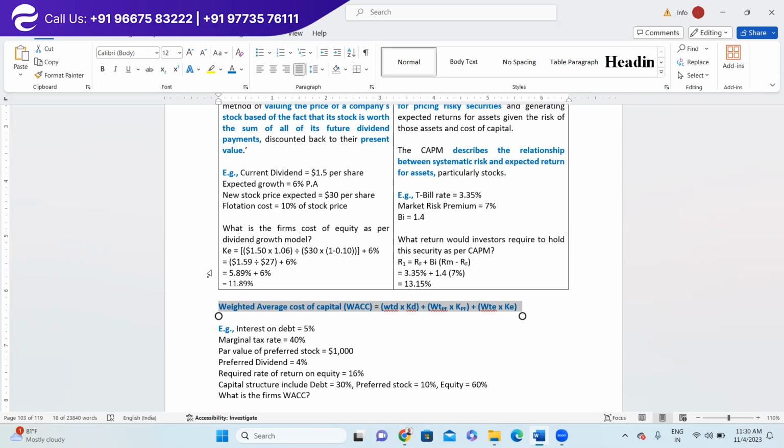Sir, Kd into 1 minus T. So, cost of debt times 1 minus tax rate. 1 minus 1, how much is it? Can you do the math for me? How do you calculate cost of debt? Please do the math for me.